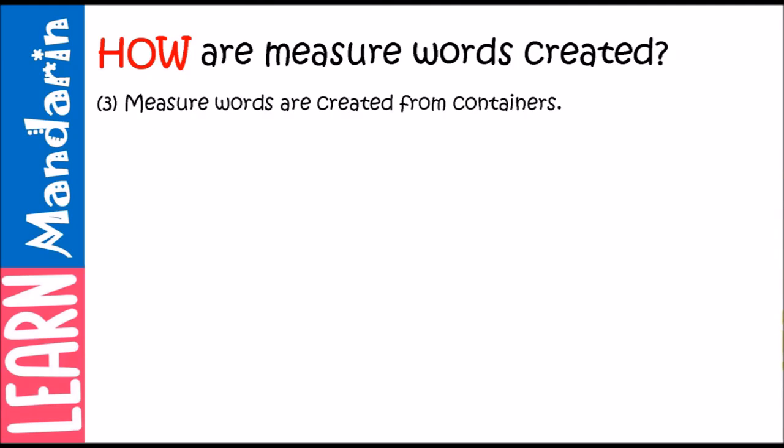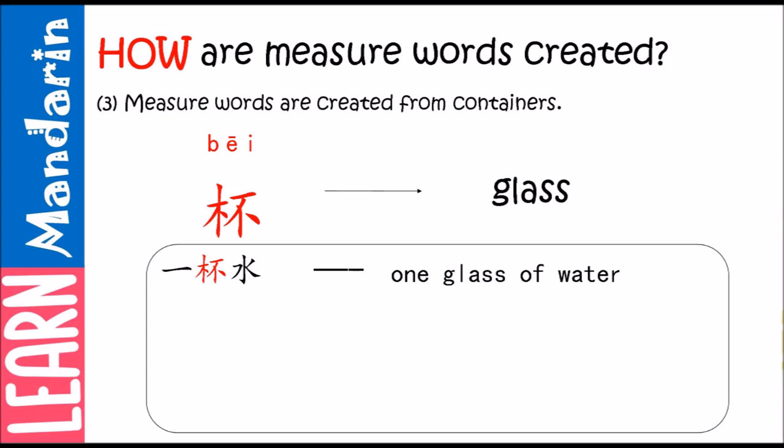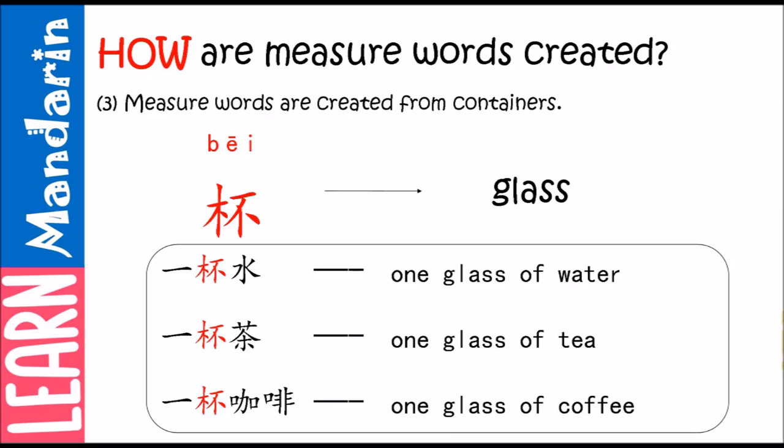Another way these measure words are created is from different containers in which you put objects or food. Examples would be 杯, 盒, and 包. For liquids, it is usually poured into a glass. So the most common one is 杯: 一杯水, 一杯茶, 一杯咖啡, to name a few.